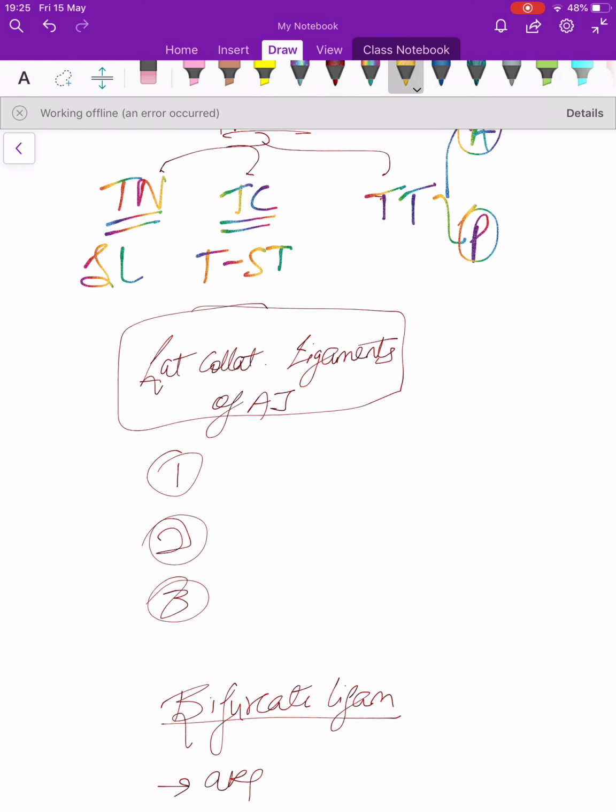नेक्स्ट इज रिगार्डिंग द लेटरल कोलेटरल लिगामेंट्स ऑफ द एंकल जॉइंट. ठीक है. लेटरल कोलेटरल लिगामेंट ऑफ द एंकल जॉइंट. So anterior talofibular ligament, it is most commonly affected in the inversion strain. Fine. Anterior talofibular ligament. ठीक है.